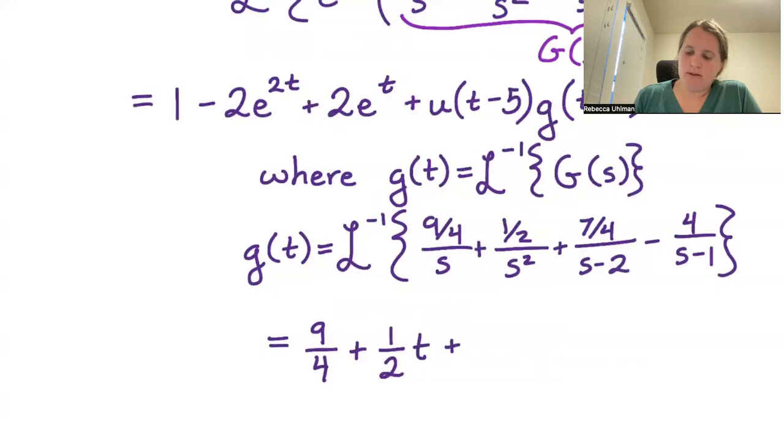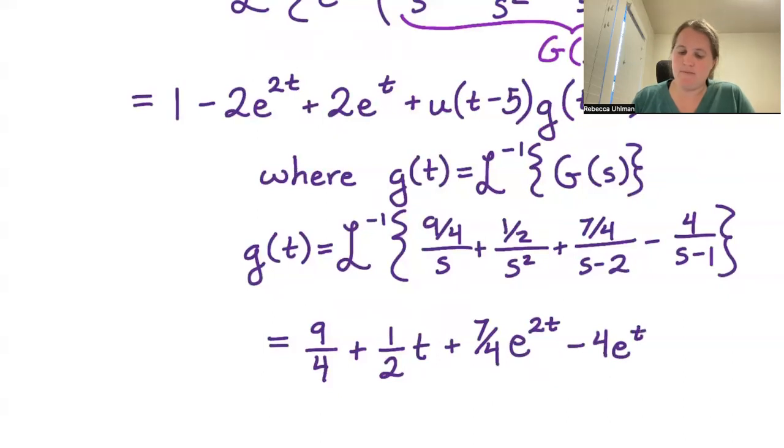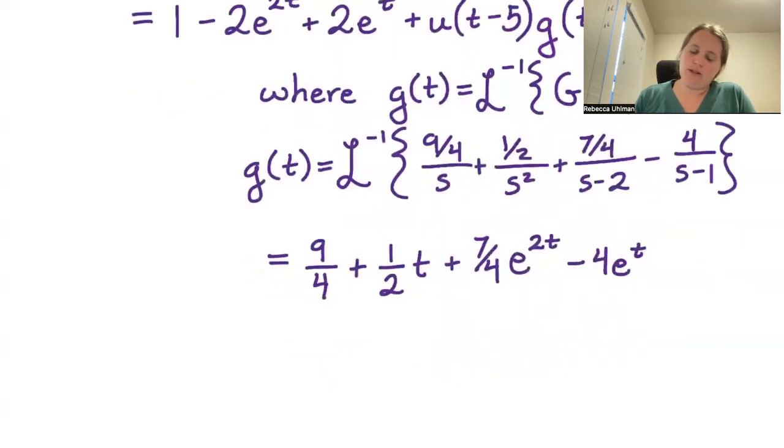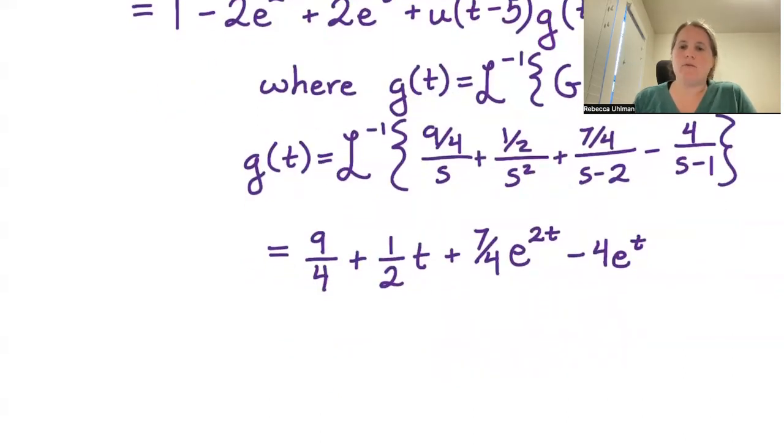Then we have plus 7/4 times the inverse Laplace transform of 1 over s minus 2, which is e to the 2t. And then minus 4 times the inverse Laplace transform of 1 over s minus 1, that's e to the t. So we have g of t is 9/4 plus 1/2 t plus 7/4 e to the 2t minus 4 e to the t.